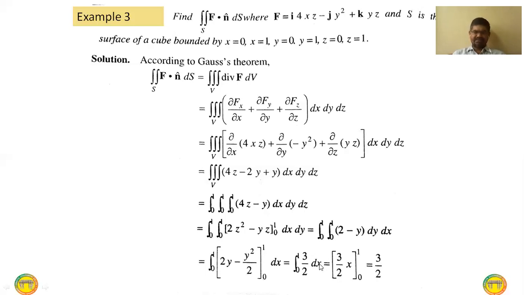3 by 2 into dx. Doing the integration, the dx value is x here, 3 by 2 into the limits 0 to 1. Therefore, the final result is 3 by 2. So we just performed the divergence here, integrated thrice with respect to z, y and x, substituted the values, and we got the final answer.